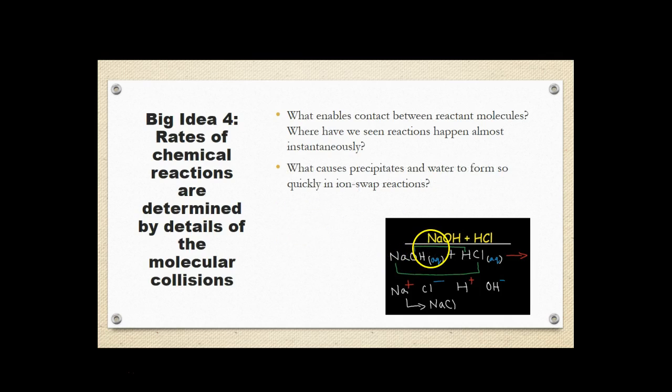Now, what causes these precipitates to form, or this water to form, so quickly in ion swap reactions? Well, think about why the ions are moving quickly towards each other in water. And the reason? Coulombic attraction, Coulombic force. Plus attracts minus. And that is an extremely strong attractive force, and so that is why this happens.